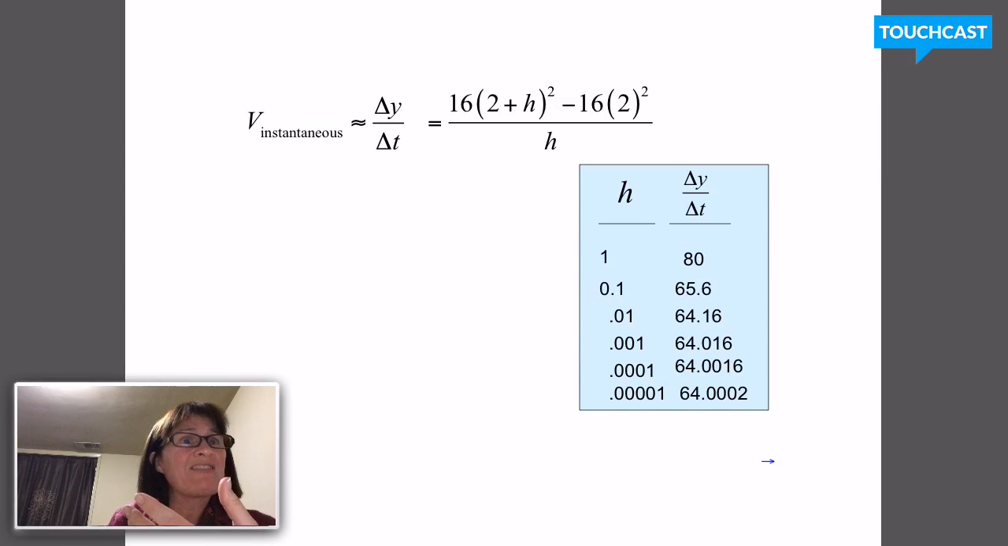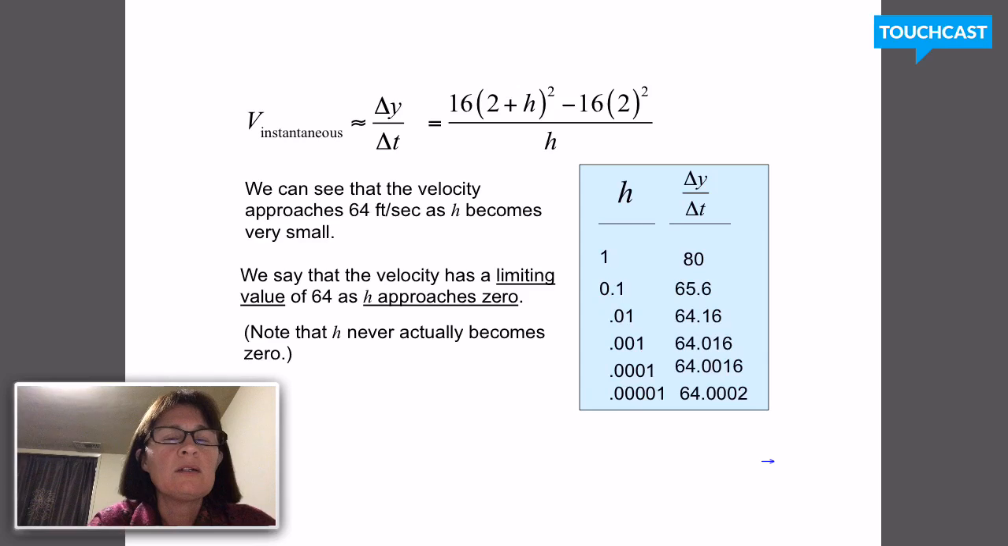So watch what happens. If I let h be 1, then I'm going to use f of 3 and f of 2, and my denominator is going to be 3 take away 2, which is 1. I get an instantaneous speed of 80. If I let h get smaller and smaller, I can see what happens to those instantaneous speed values. They get closer and closer and closer to 64. And if you've guessed that if I let h get even smaller, then those outputs will get closer and even closer to 64.